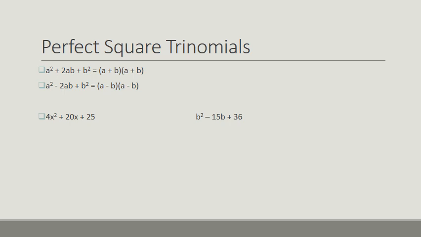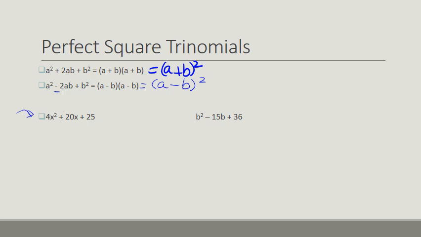So let's quickly review. A perfect square trinomial is a trinomial that is in this form: a squared plus 2ab plus b squared. And it can be factored into (a plus b) and (a plus b), or (a plus b) squared. Okay. When it's a minus in here, it's going to be the same thing, but (a minus b) squared.